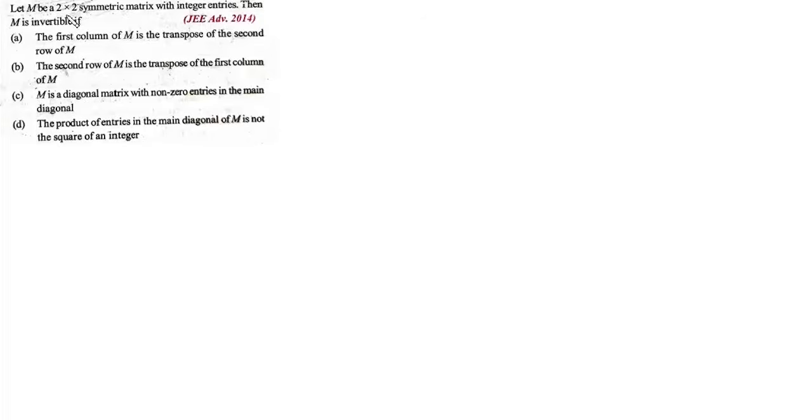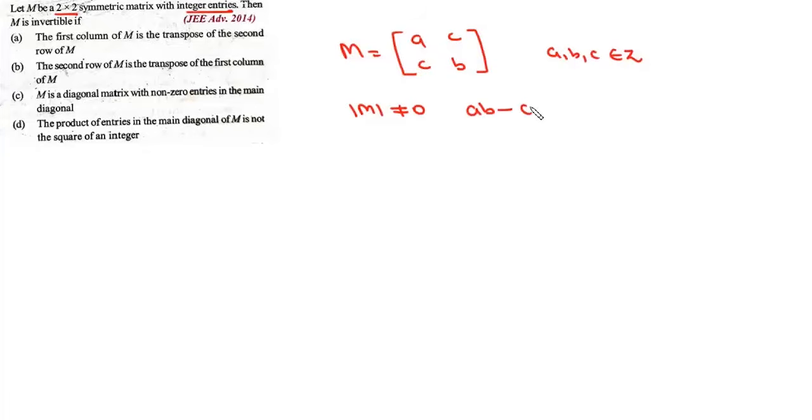Now here the question is, let M be a 2 cross 2 symmetric matrix with integer entries. So let this M be [A, C; C, B], where A, B and C are integers. Then M is invertible if. Now we know that M is invertible if M is non-singular, that is determinant of M is unequal to 0. So basically AB minus C square must not be equal to 0.